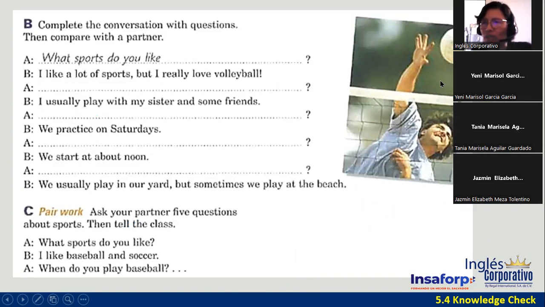Now let's move on to the next exercise. It says complete the conversation with questions. Then you're going to compare with a partner, okay? So it says, what sports do you like? I like a lot of sports, but I really love volleyball, okay? Now, ¿cuál sería la siguiente pregunta, chicas?